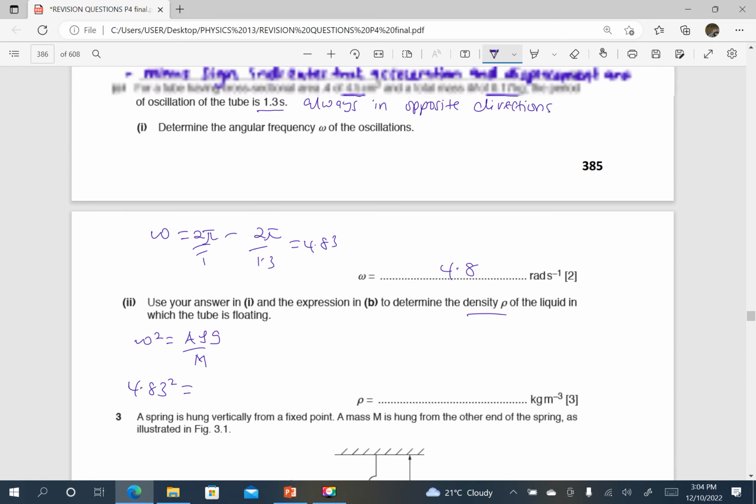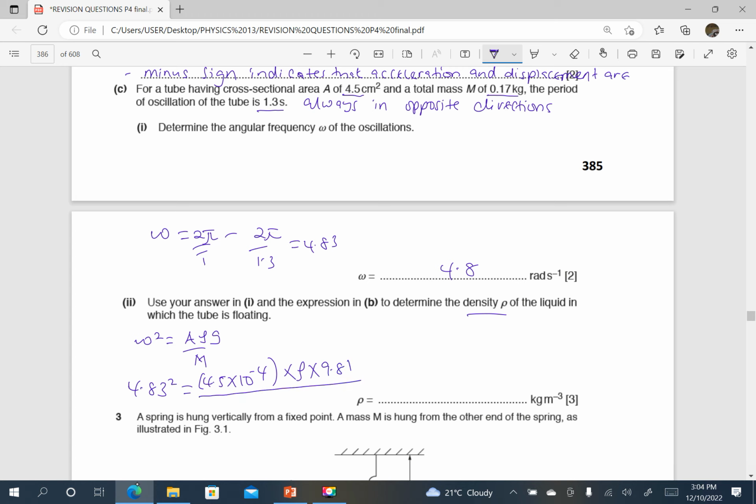A, which I think they gave us as 4.5. We have to change it to meters squared, so it is 4.5 times 10 power negative 4, to change it from centimeters squared to meters squared, times the density which we want to find, that is times rho, times g, which is 9.81, divided by the mass, which is 0.17. So just cross multiply: times 0.17, divide by 9.81, divide by 4.5 exponent negative 4. So this is giving me 900 kilograms per meter cubed.